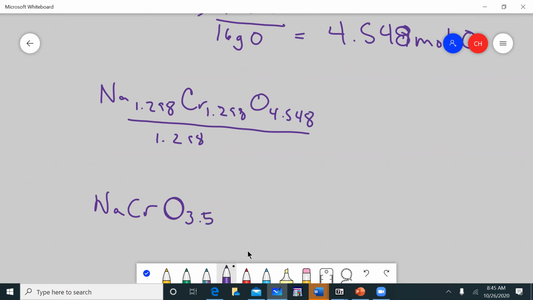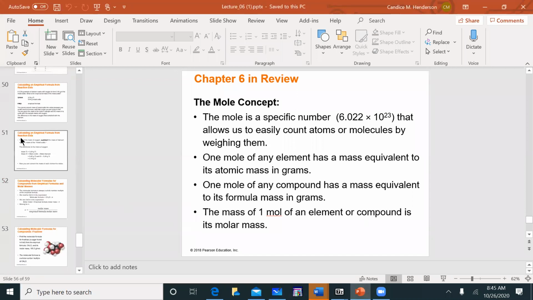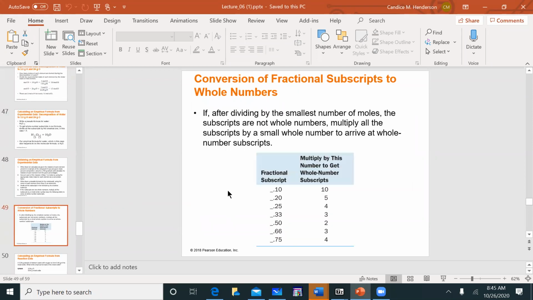Okay. So this was what I wanted us to get to and see. If after you've divided, you still don't have all whole numbers, you multiply by some sort of factor to get rid of the decimal. So what is acting as my decimal still here is this 0.5. Going back to that reference chart, and it probably just intuitively makes sense, 0.5, I would multiply by 2 to get rid of that. But if it doesn't make sense to you, then here is a chart with those values. So if you end up with a decimal of 0.5, you multiply by 2.